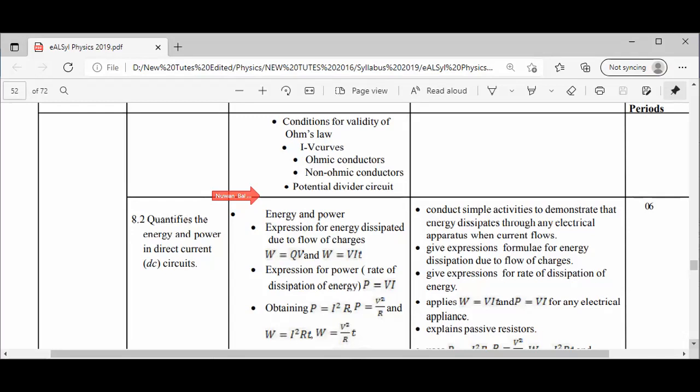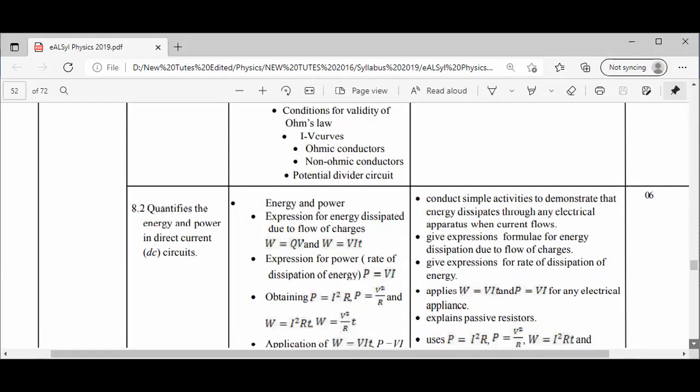Non-ohmic conductors. So I should give a note on ohmic conductors and non-ohmic conductors. I should give a note for them. Potential divider circuit. I should give a note for that rule. So that's why I decided to check the syllabus. Then only I can identify the things. So I should give a note for these things. Right. So today I will not be able to do such a thing.